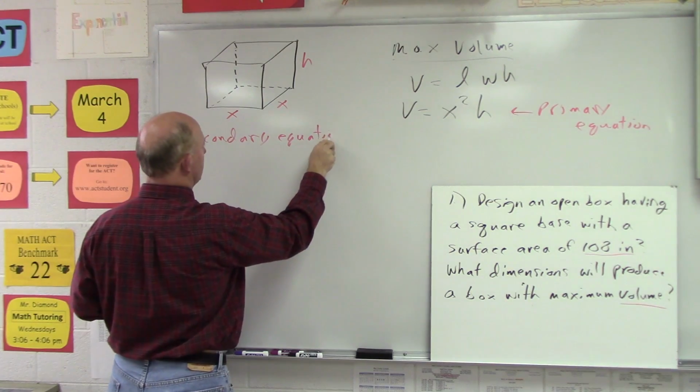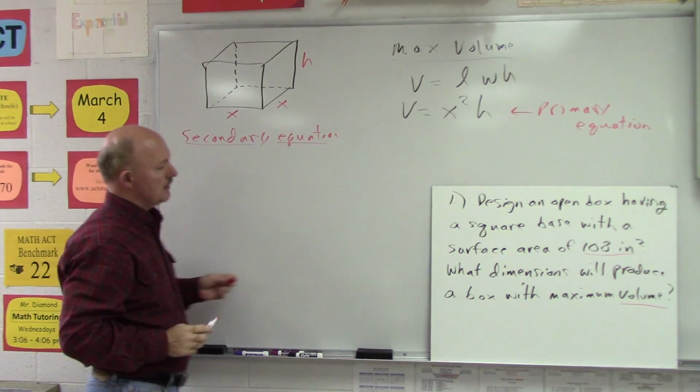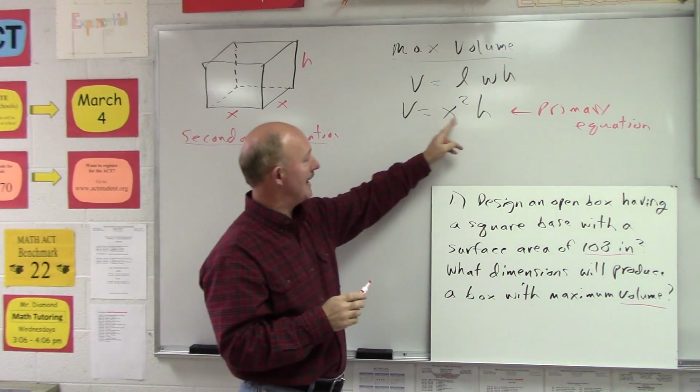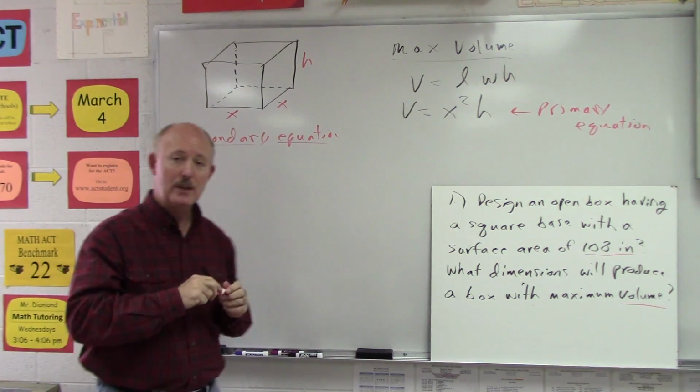So a secondary equation. Now, the secondary equation is going to describe the surface area of this box. Now, the volume of the box is simply x squared times h. Let's see if we can describe the surface area.